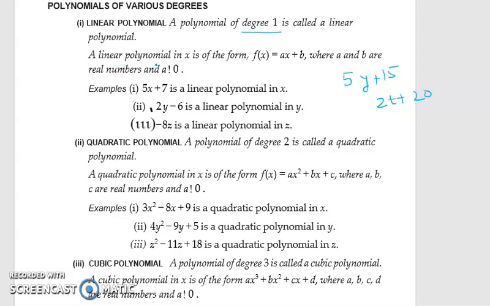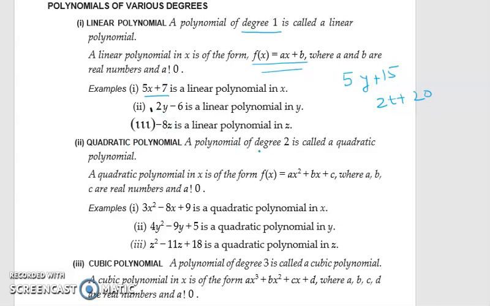So a linear polynomial in x is of the form f(x) is equal to ax plus b. Example, see here, 5x plus 7. What is the degree of x here? 1. What is the power here? 1. So degree is 1. So you should be clear now. I will not tell you degree again and again, I will say power now. So power is 1. Here also 1.